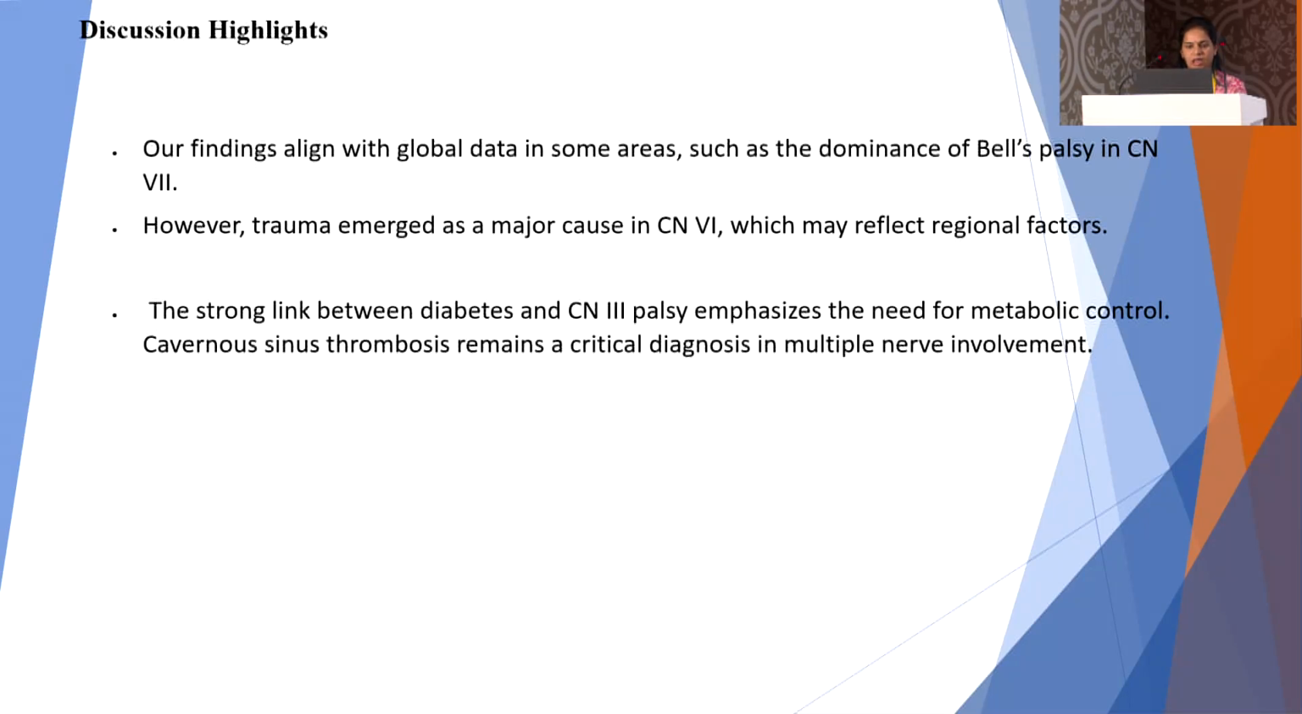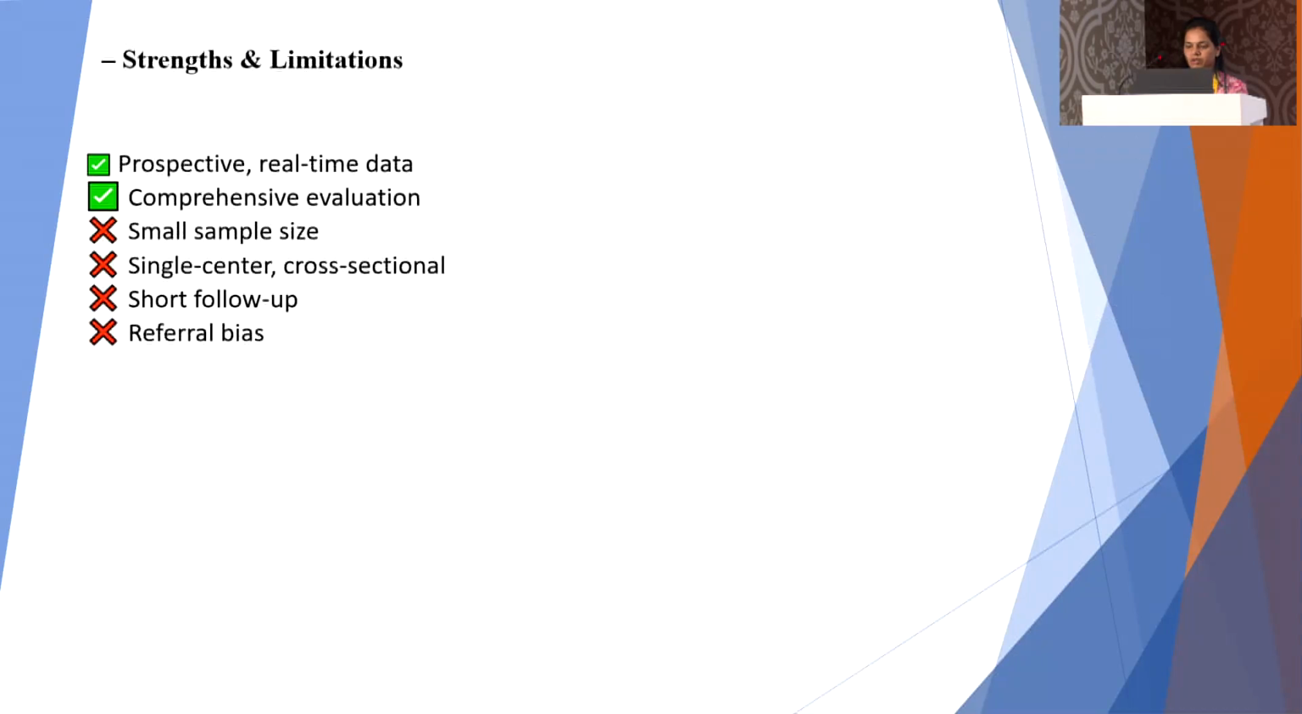Our findings align with the global data in some areas, such as the dominance of Bell's palsy in cranial nerve 7th. However, trauma emerged as a major cause in cranial nerve 6th, which may reflect regional factors. The strong link between diabetes and cranial nerve 3rd palsy emphasizes the need for metabolic control. Cavernous sinus thrombosis remains a critical diagnosis in multiple nerve involvement. The strength of this study was prospective and comprehensive evaluation, and the limitation was a small sample size.